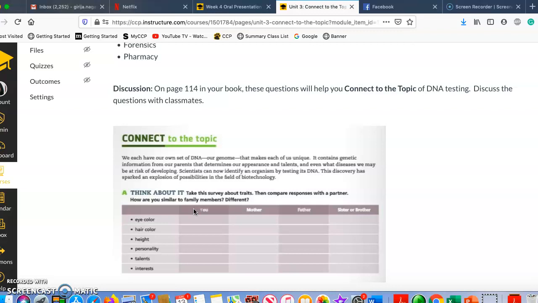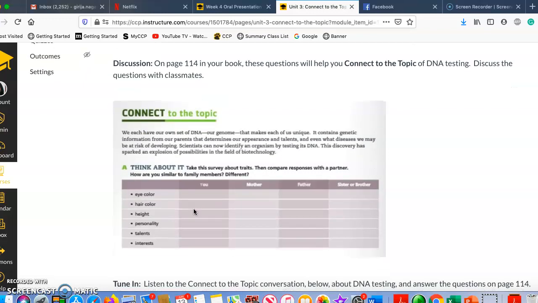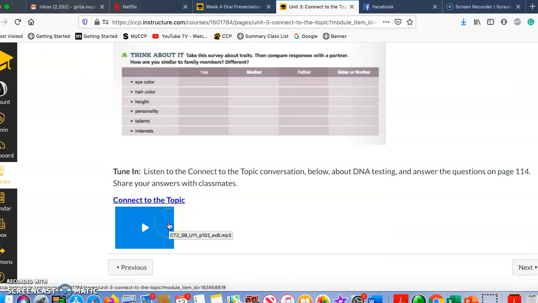I may be wrong. Let's see. No. Okay. It is actually, I will correct this page number, it is 102 in your book. And what you do is listen to this conversation and complete the questions on page 102. Okay, 114 is wrong, that's an ebook, but 102 is what you have in your book.